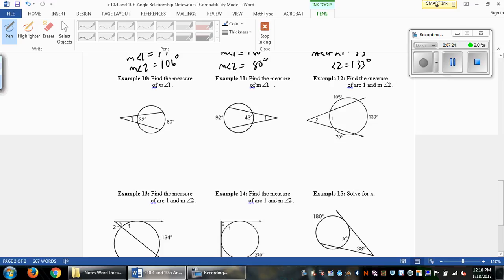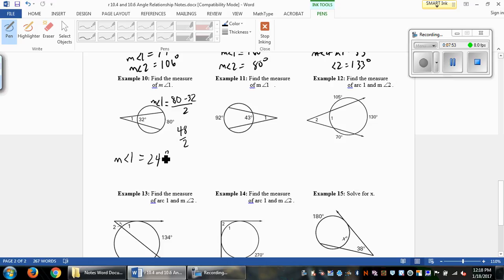Example 10, we have it going all the way through. So this is one now where we're subtracting. When it's inside crisscrossing, we add. When it's outside, when it meets, we subtract. So we need to subtract the two angles or arc measures from one another and then divide by 2 to get the measure of angle 1. So 80 minus 32 gives us 48 over 2. So the measure of angle 1 is 24 degrees.